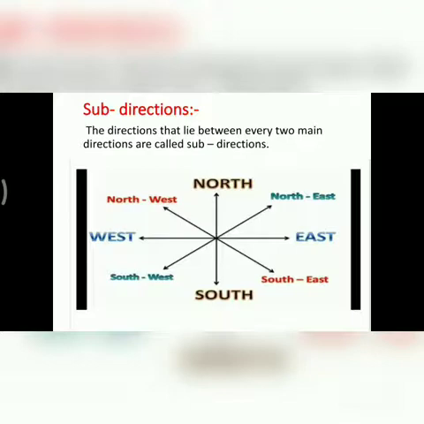For example, in this picture you can see between north and east is the northeast. The subdirection between south and east is southeast, and the direction between south and west is southwest. The subdirection between north and west is northwest. This is how the subdirection always falls in between two main directions.